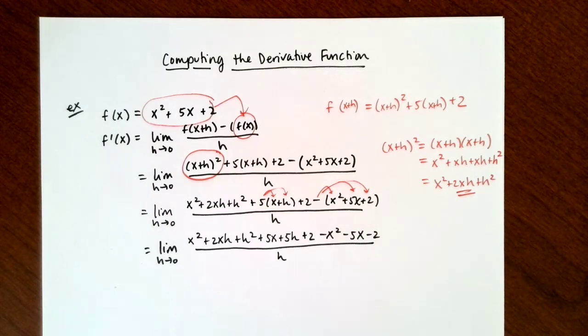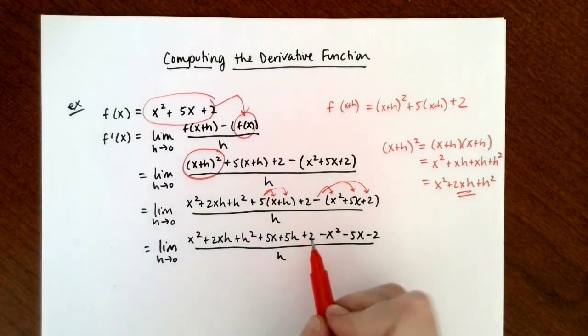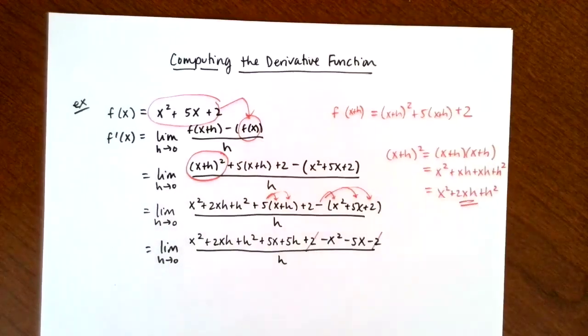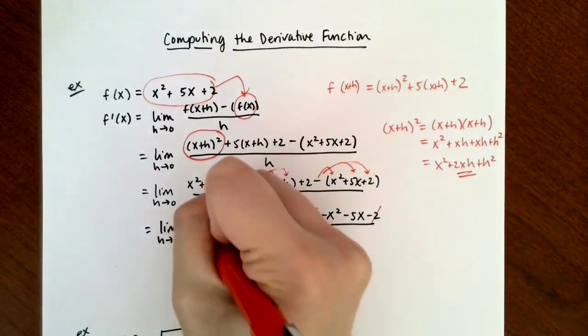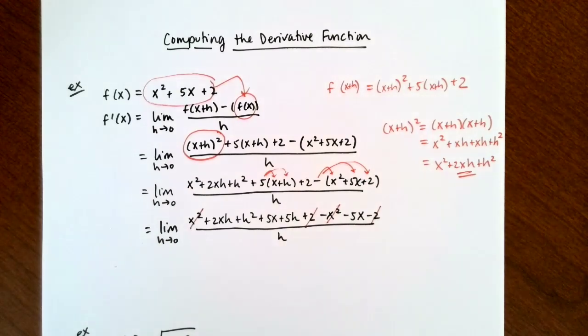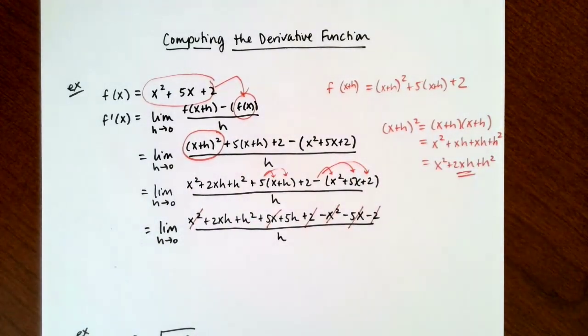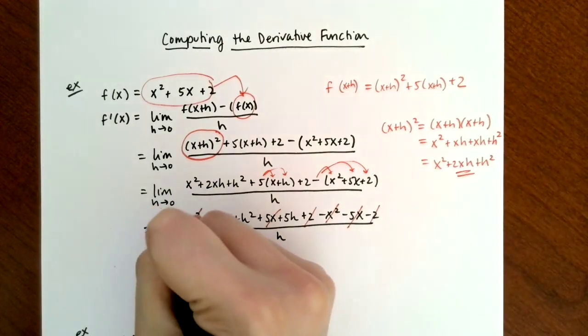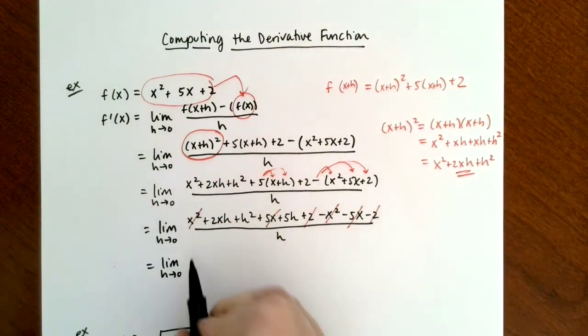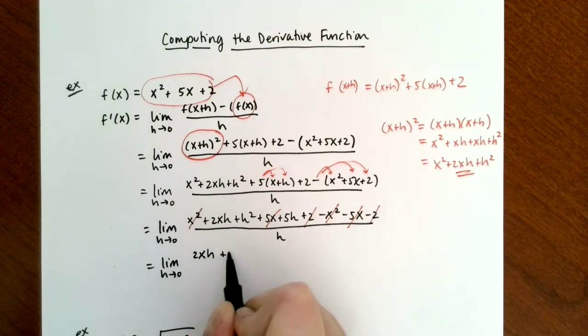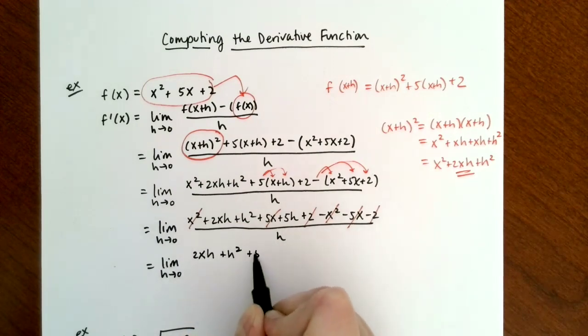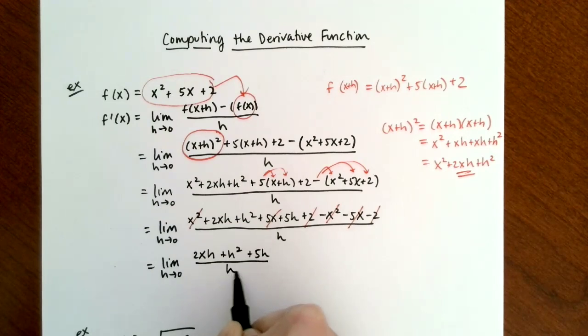Okay, so this is as expanded as I can possibly get my numerator. And this is where things start to cancel themselves out. For example, plus 2 minus 2 cancels out. I also have x squared minus x squared and plus 5x minus 5x. All right, so let's write what's left. So up top, I have 2xh plus h squared plus 5h.